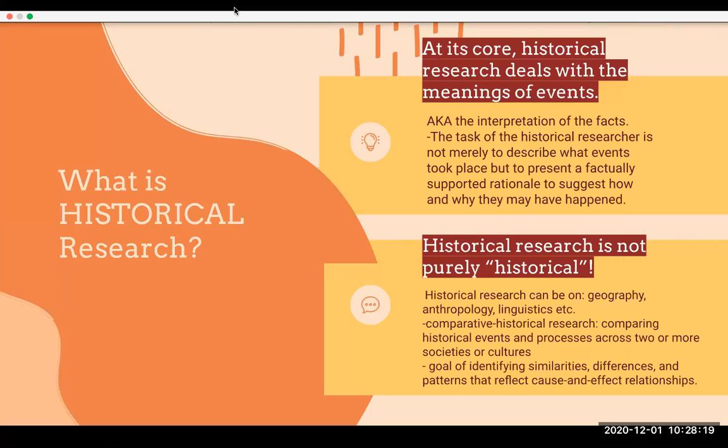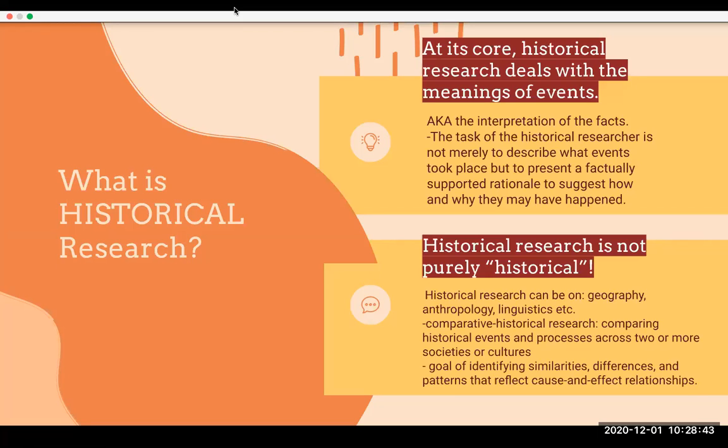We first must answer the question, what is historical research? At its core, historical research deals with the meanings of events, aka it is the interpretation of the facts. The task of the historical researcher is not merely to describe what events took place, but to present a factually supported rationale to suggest how and why they may have happened.